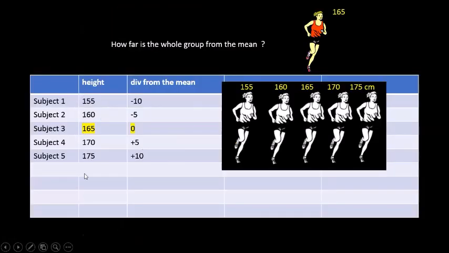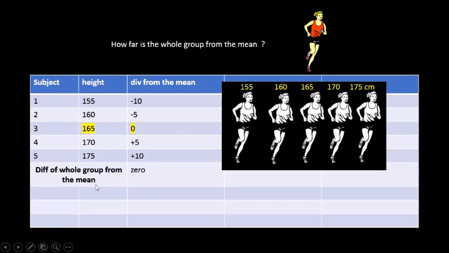Suppose this is the first group of persons, the height of each one. If we add these and divide by 5, then the mean is 165. The first one is shorter than the mean by -10. The second one is shorter than the mean by -5. The third one is the same as the mean.